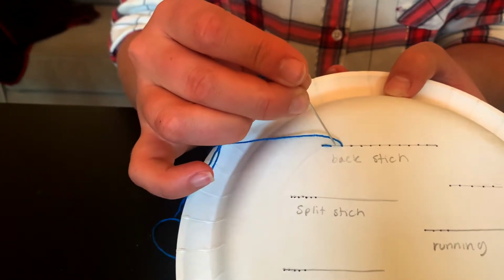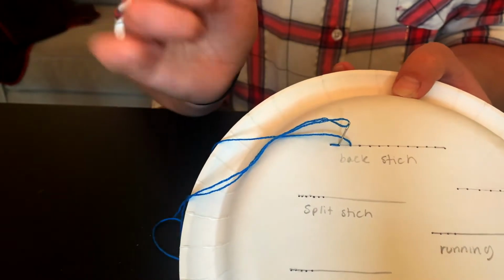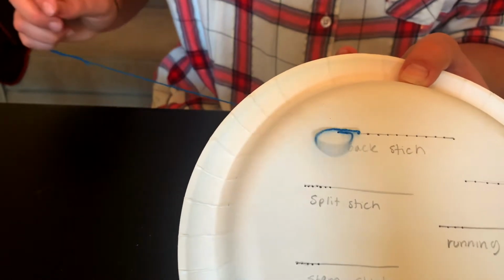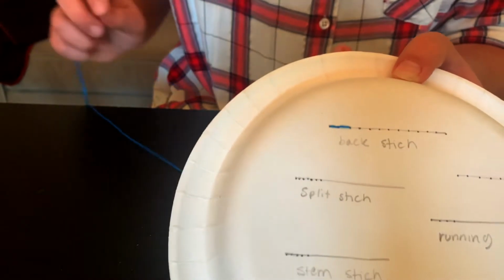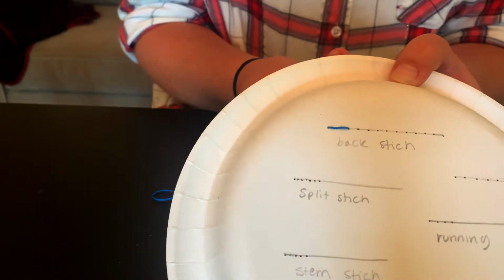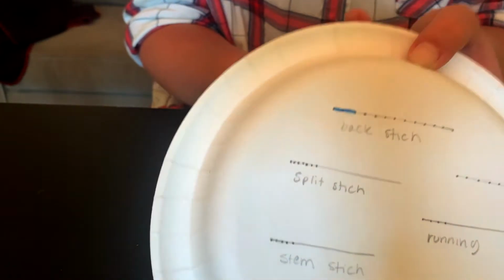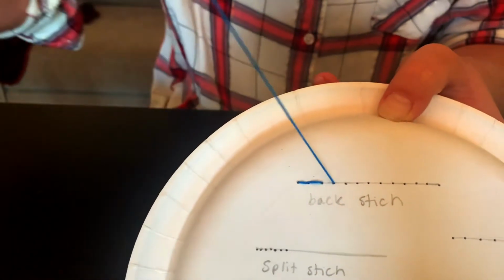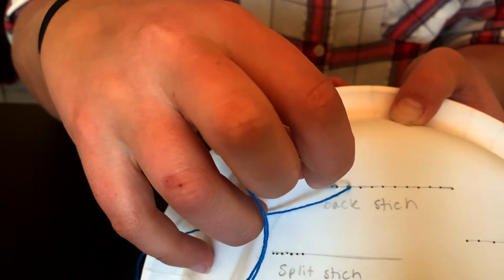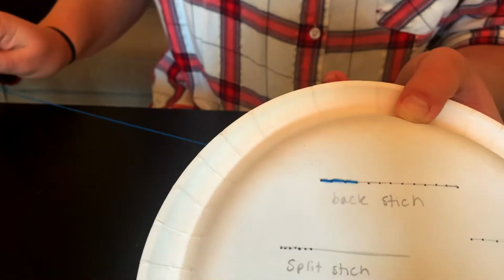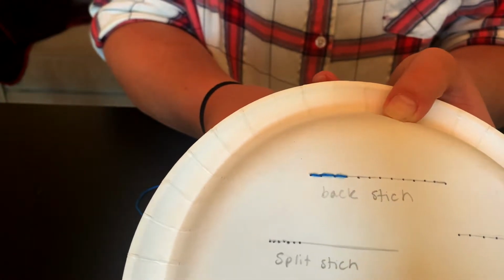So then I'm going to go back, and I'm gonna put it into the same hole that I had come out of, or that I had gone into before. So let me show you that again. And then go back through that same hole. So this is called a backstitch.